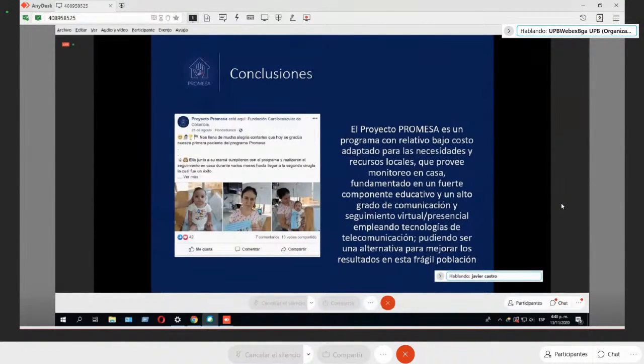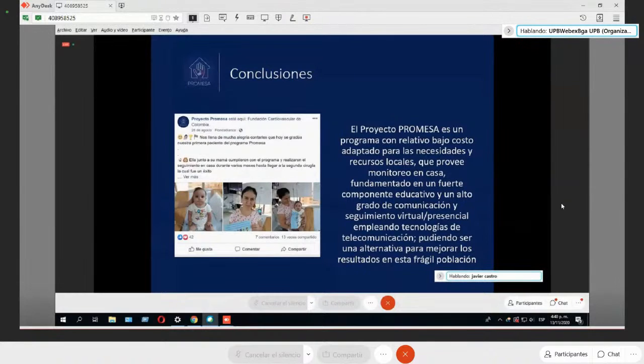The Promesa project is a program adapted to the local needs and resources in Colombia for the patients that we need to look after more. It's a low-cost program based on a very robust educational component where we want to have a high degree of communication. We take advantage of current technologies to have virtual and face-to-face controls. And we want to improve the care of these patients and help this fragile population come through successfully.